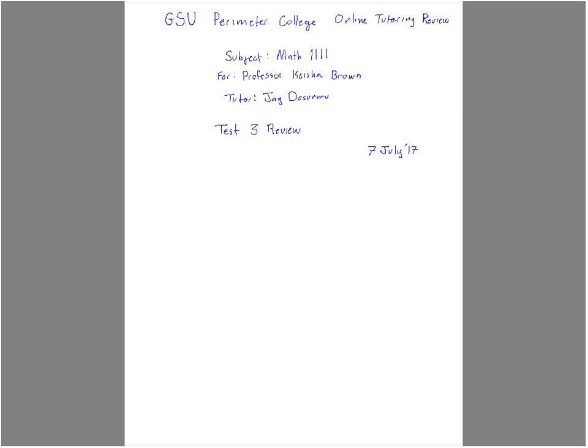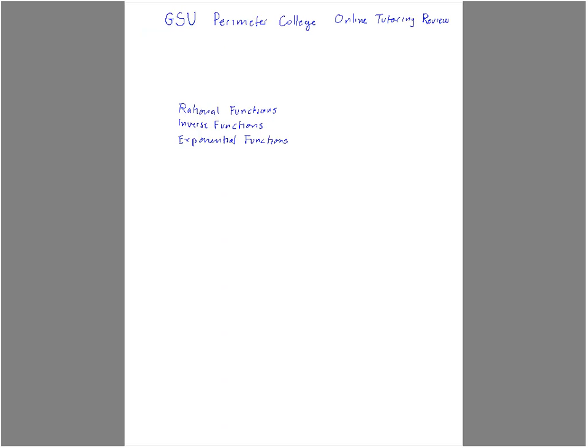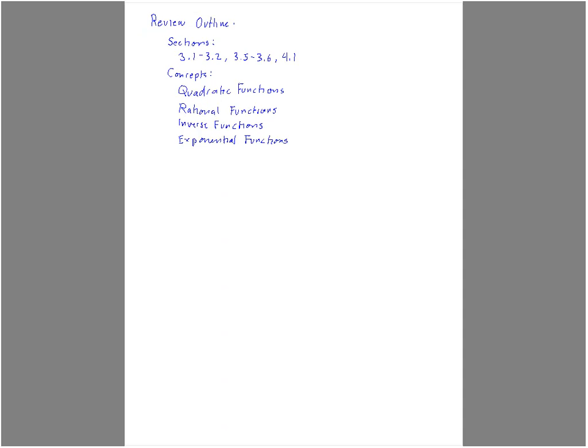Today we'll be going over the Test 3 review, and we'll be covering sections 3.1 through 3.2, 3.5 and 3.6, and 4.1. The concepts we'll be covering are all related to functions, the different types of functions, the quadratic, rational, inverse, and exponential, and some of the interesting operations you can do on them and the way you can analyze them.